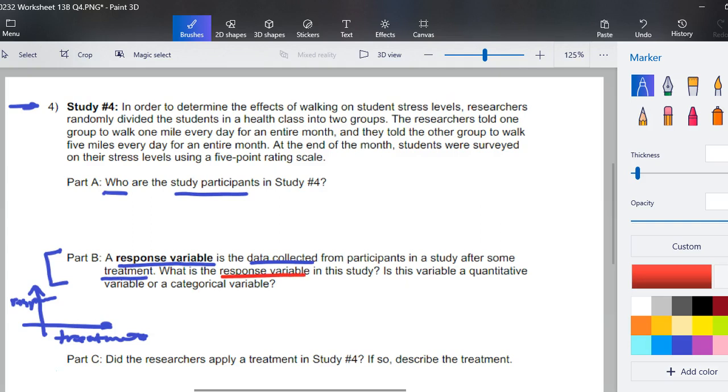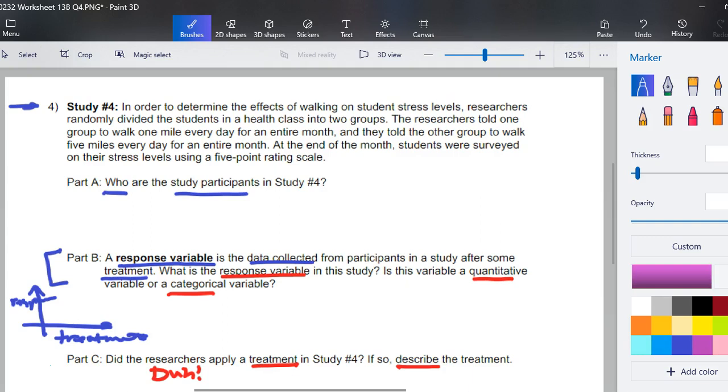And then again, they're asking, is it going to be a quantitative or a categorical variable? And then part C wants to know, did they apply a treatment? And is it okay if I write the word duh here? Because this is experimental. Yes, there's going to be a treatment. And so this time on all the ones that we do, we'll need to describe the treatment. So now let's go read the paragraph.